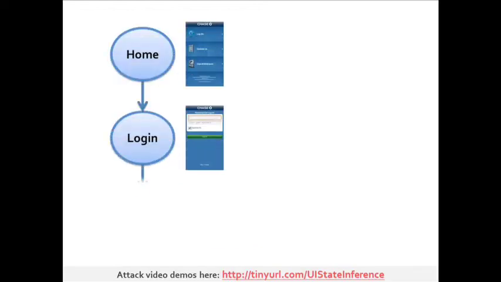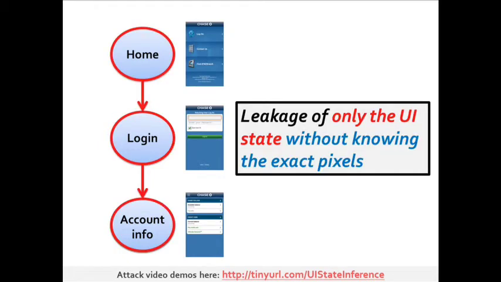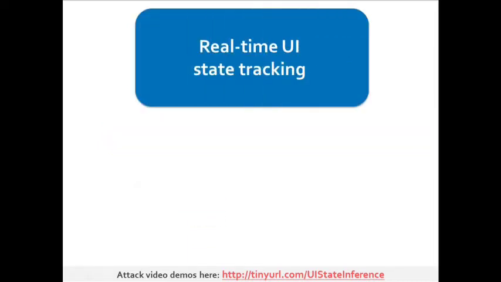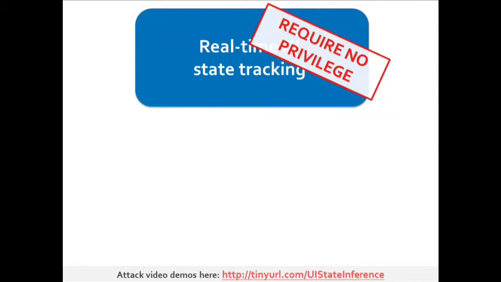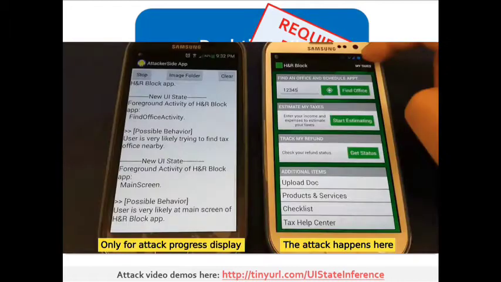When we interact with applications, we are triggering UI state transitions. In our work, we study the information leakage of only the UI state without knowing the exact pixels. We find that this leakage requires no privilege and can serve as a powerful attack building block. Check out how we use it to steal the password.